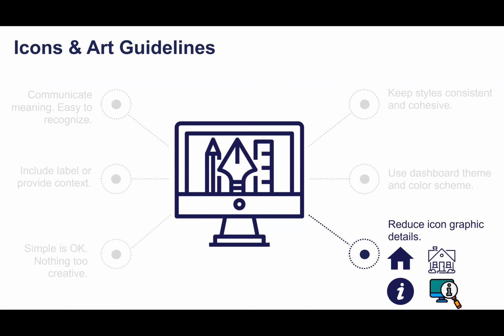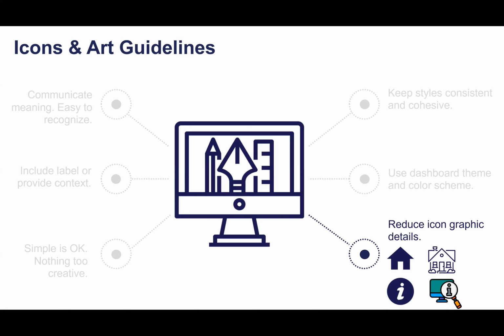And last but not least, you want to make sure you're using icons that reduce icon graphic details. This kind of goes hand in hand with keeping it simple, nothing too creative. In this example, icon graphic details are basically the additional lines that you see within an icon, right? Here we have a lot of lines for the house icon that represent the front yard, the chimney, the window, and the attic. And down below with the information icon, we have a lot of lines that represent the ins and outs of the computer, the magnifying glass, as well as the eye associated with information. So that's a lot of icon graphic detail.